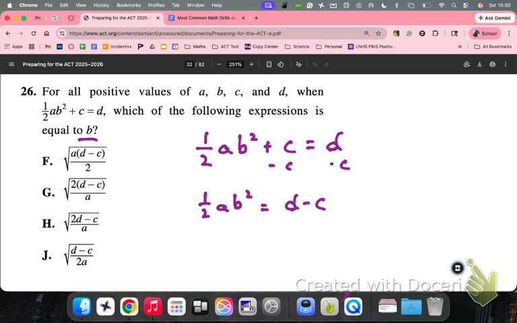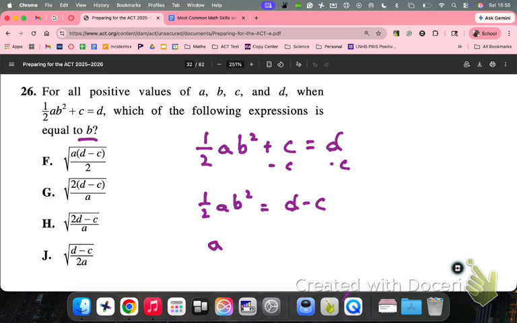And so I'm going to get rid of the 1/2. On the left side here, this is 1/2 times a times b squared. So I need to divide by 1/2. Dividing by 1/2 is the same as multiplying by 2. I'm going to say that again. Dividing by 1/2 is the same as multiplying by 2. And if you don't believe me, you can grab your calculator and run a test run.